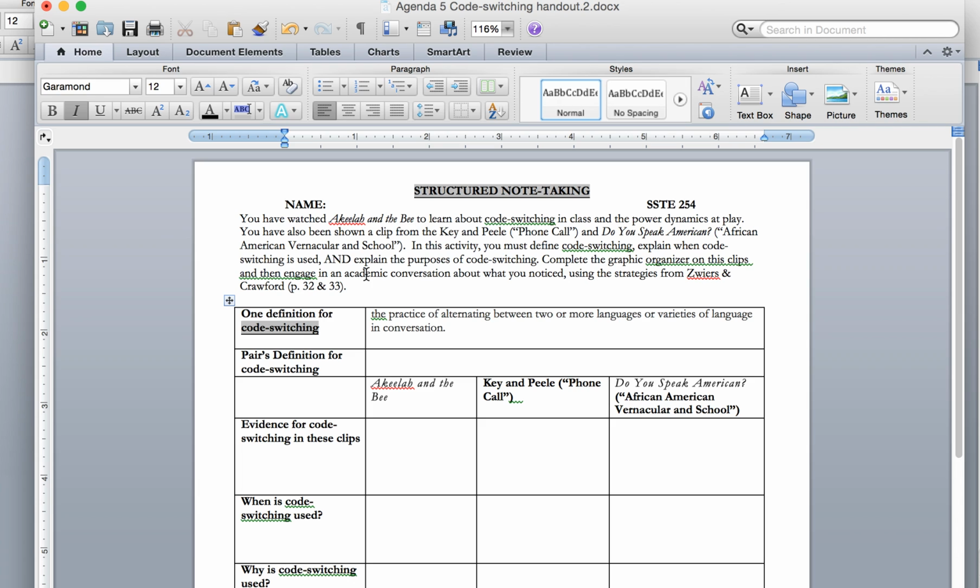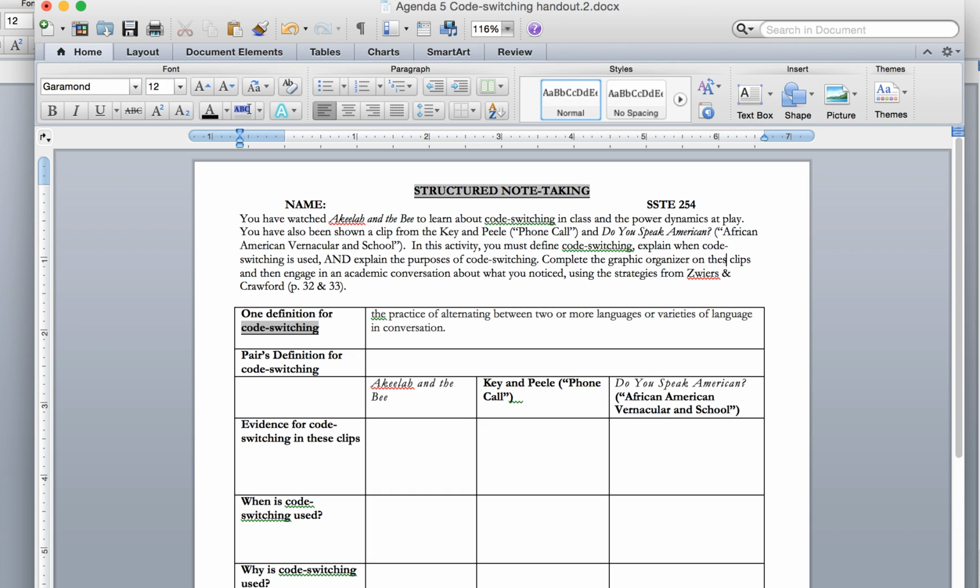You've watched Tequila and the Bee to learn about code switching in the class, power dynamics at play. You've also been shown a clip from the Key and Peele phone call, and do you speak African American vernacular in the school? In this activity, you must define code switching, explain when code switching is used, and explain the purposes of code switching. Complete the graphic organizer on these clips.